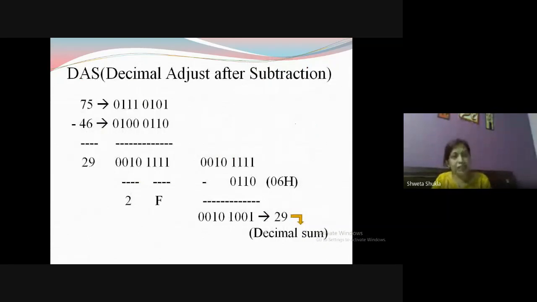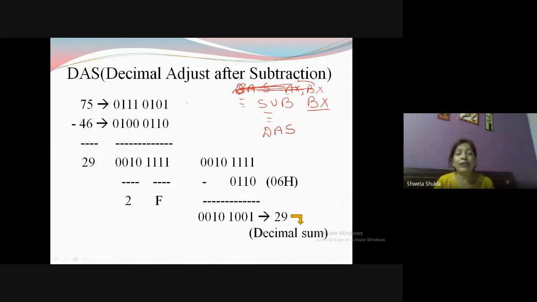The only difference is that you are doing the subtraction here. Okay, so let's see. Similarly, if the instruction says SUB ax comma bx, that means you have to subtract the value of bx from ax, and after a few instructions, you may get DAS at the end. So that means you have to subtract the content of bx from the content of ax.